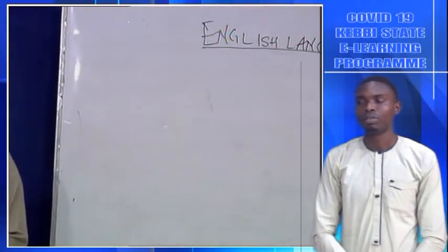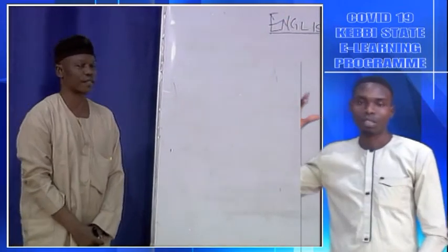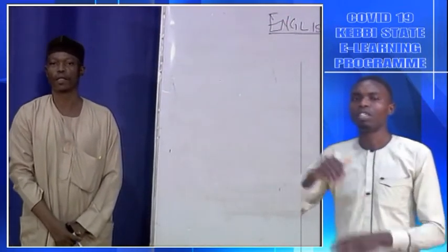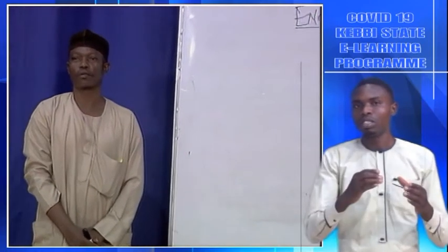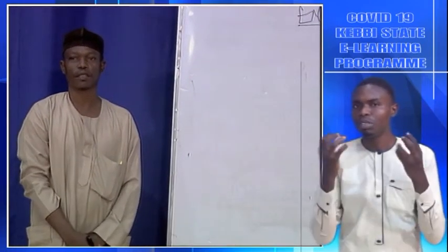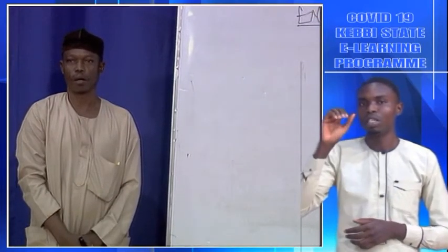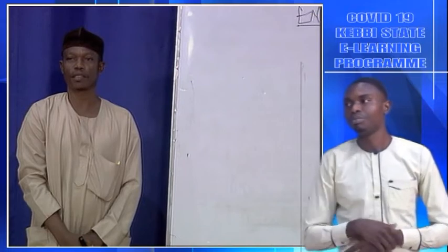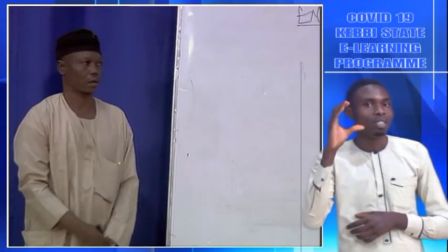In your grammar class, you have been introduced to the alphabets we have in English language. At home there, can one of you remind me how many alphabets you have in English language? Yes, 26 alphabets. From these 26 alphabets, we have two types of sounds.